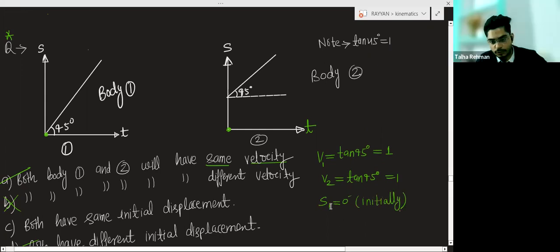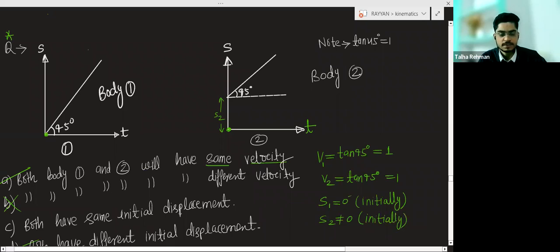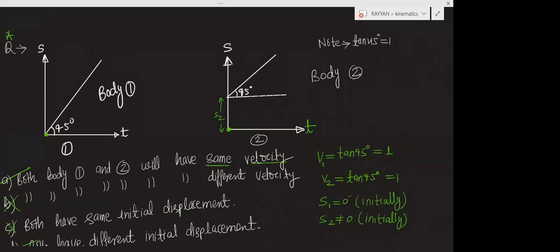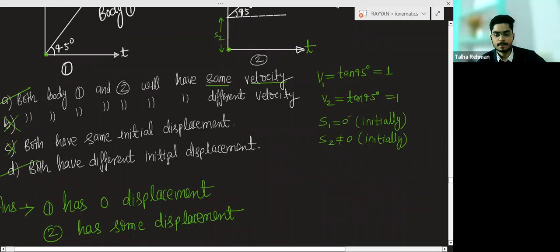Initially the displacement of body 1 is 0. And initially this body has some displacement. You can see S2. So there will be some displacement that is not equal to 0 initially. So which option is correct? Both have the same initial displacement. This is incorrect. So it means that option number D will be correct.